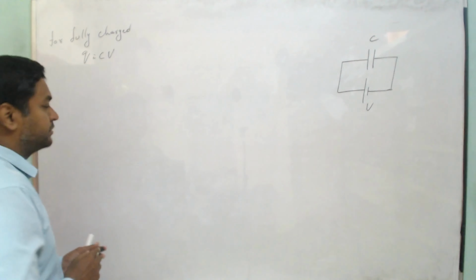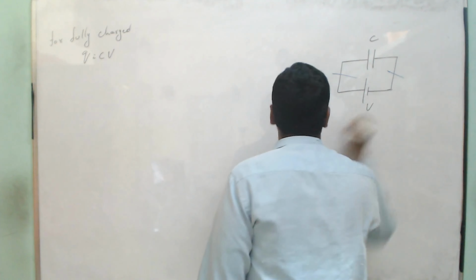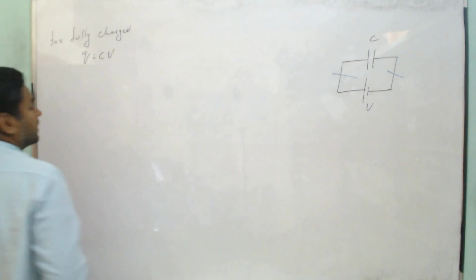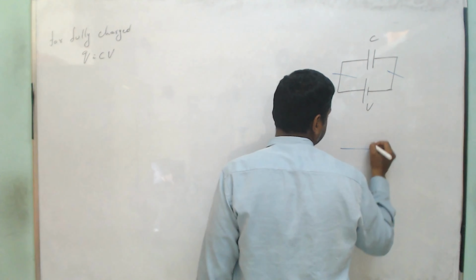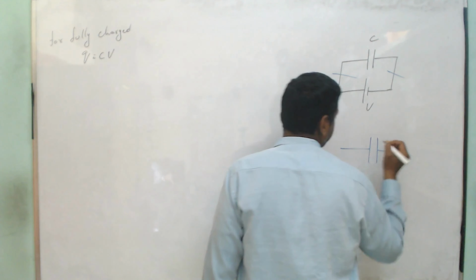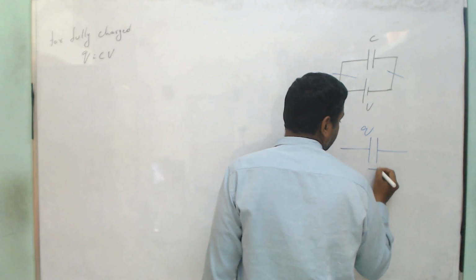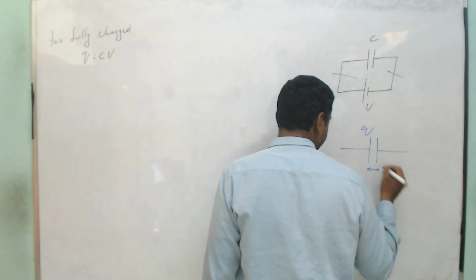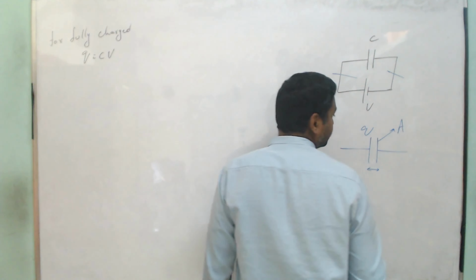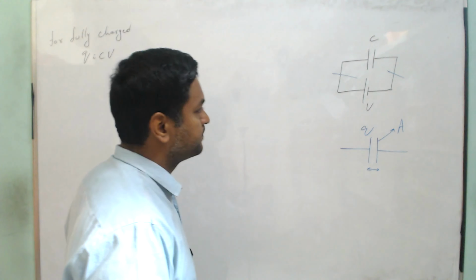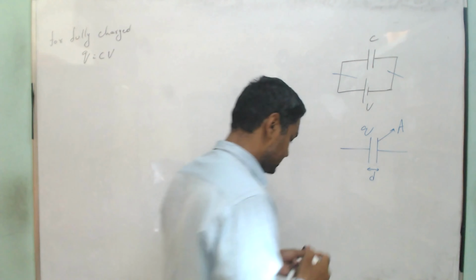Now detach the battery. After detaching the battery, let us examine what is happening. I have a charge Q and capacitance C. The potential V remains the same across the capacitor. Correct. So let the area of each plate be A. Let the initial distance between the plates be D.